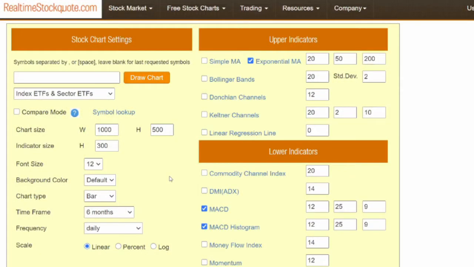And before we take a look at our charts, a viewer has requested how we set up the charts.